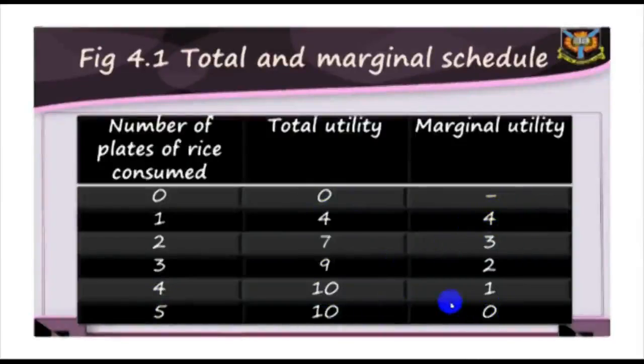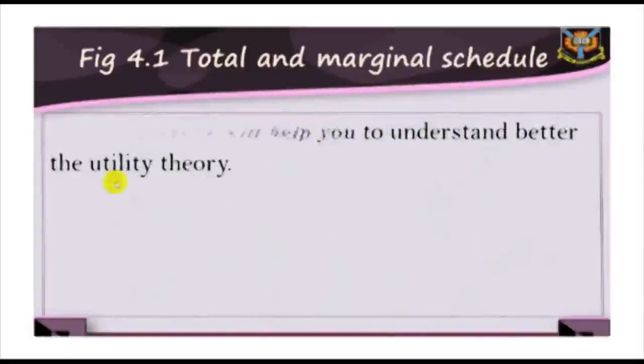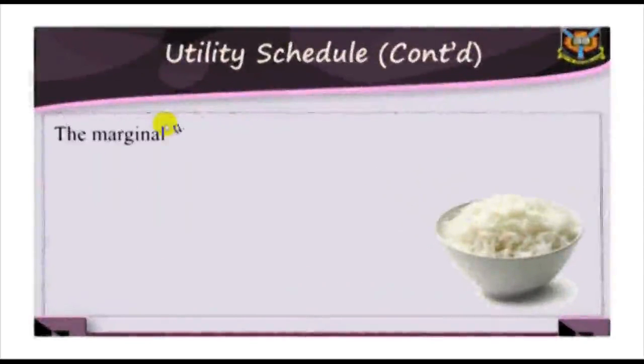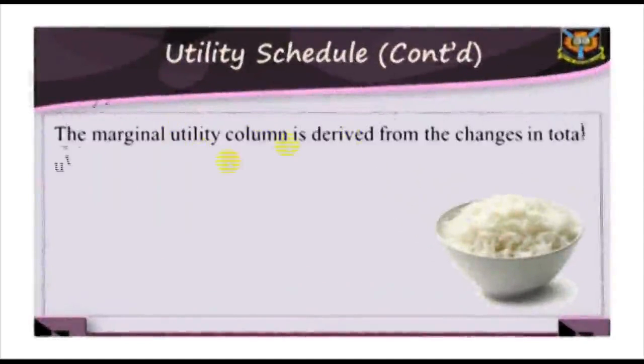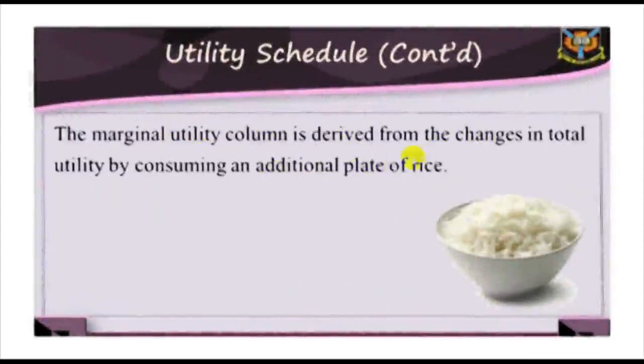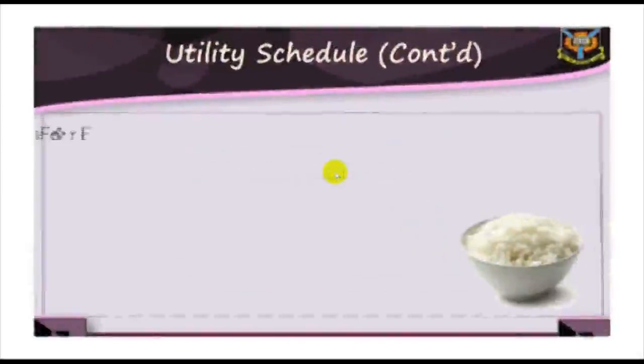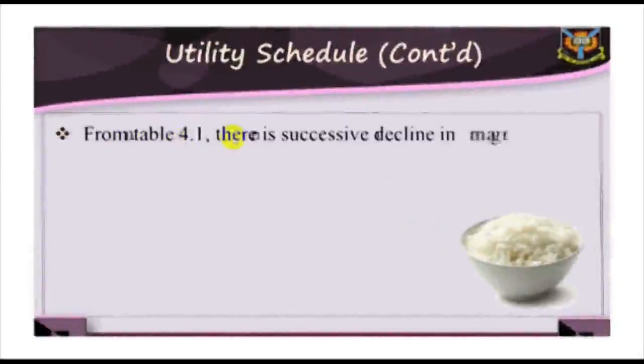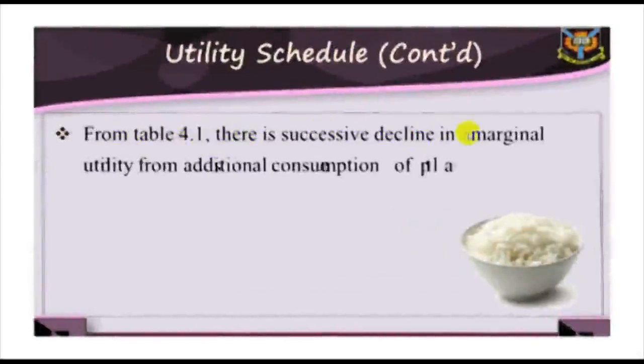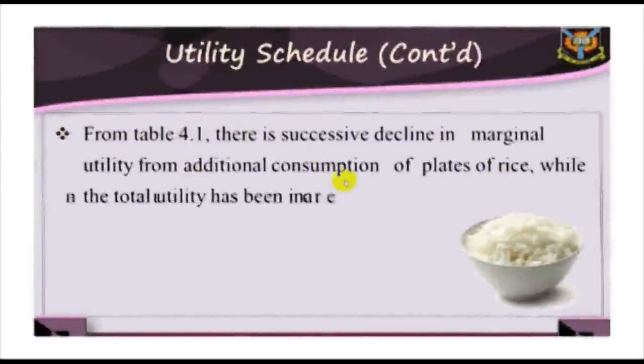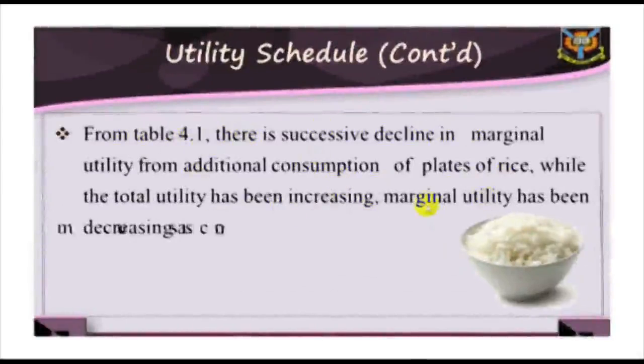The marginal utility column is derived from the changes in total utility by consuming an additional plate of rice. For instance, when you increase the plates of rice you consume from 2 to 3 plates, your total utility increases from 7 to 9 utils. This increase in your total utility, which is 2, gives the value for marginal utility.